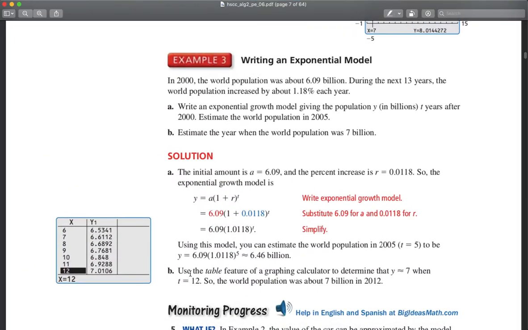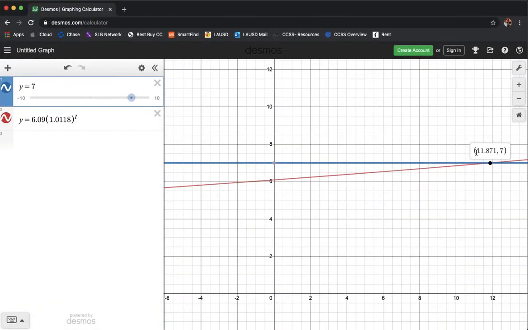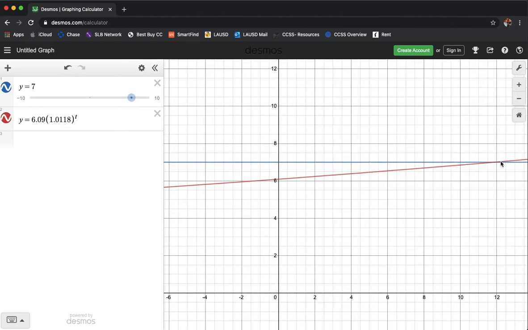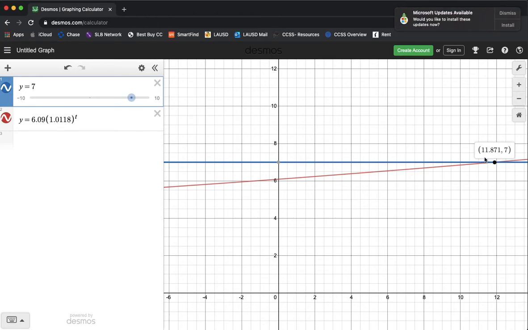Again, this is exactly what the answer says. So use the table. They're talking about you having a scientific calculator, like one of those handheld ones, not like the ones that we just did on Desmos, to determine that when y is about 7, you get that t equals 12. So what they decided to do was round up, because again, this value here is time. I don't know what 0.871 of a year is, right? So if we're talking about years, let's go ahead and round that up. That is exactly what they did.